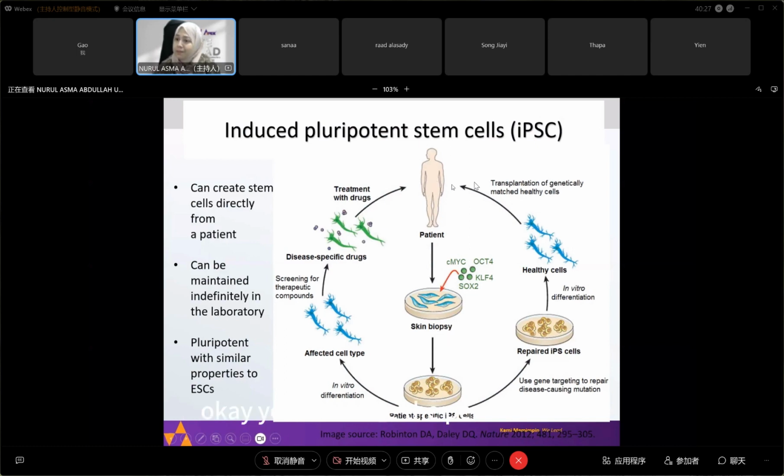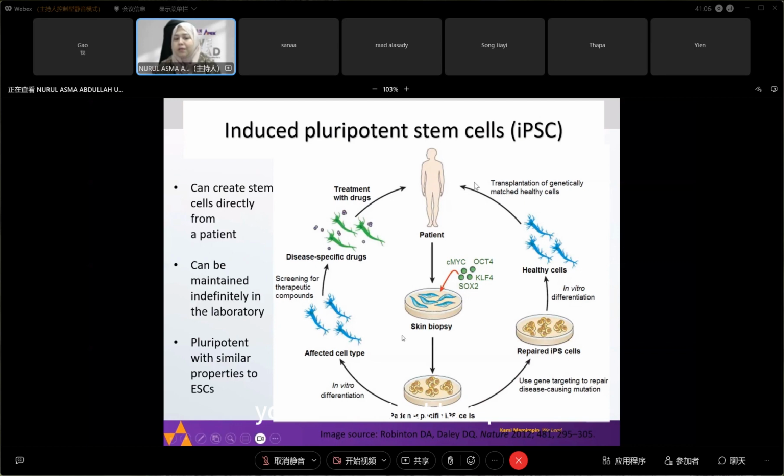Okay, you can have personalized medicine techniques, whereby, for example, a patient has cancer. You can isolate the skin cells from the patient. From the patient itself, you can induce them into pluripotent stem cells. So you produce patient-specific induced pluripotent stem cells. You know that pluripotent stem cells can differentiate into various types of cells.